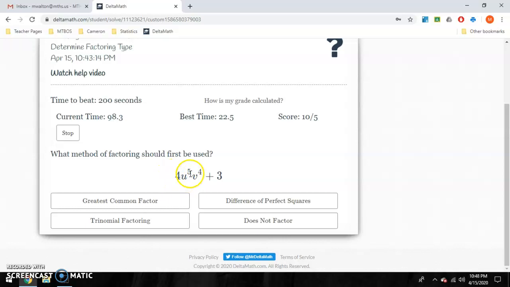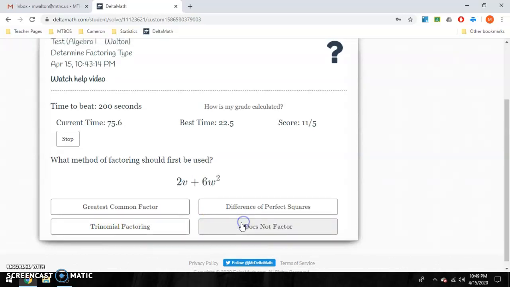All right, and one final one to go over with you guys. I have 4u to the 5th, v to the 4th plus 3. This one does not have a common factor. This is not a difference of perfect squares. First off, this term would have to be a negative, but this would be u to the 5th. You can't split that up perfectly. Trinomial factoring, I need 3 terms. Tri means 3, so this one would be does not factor.